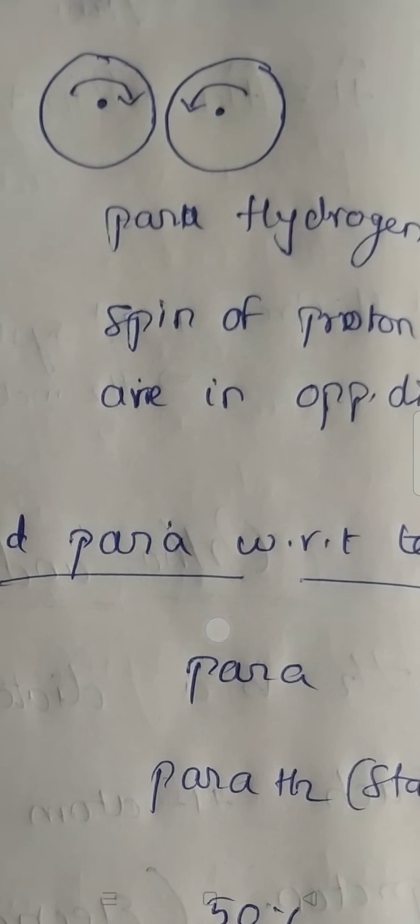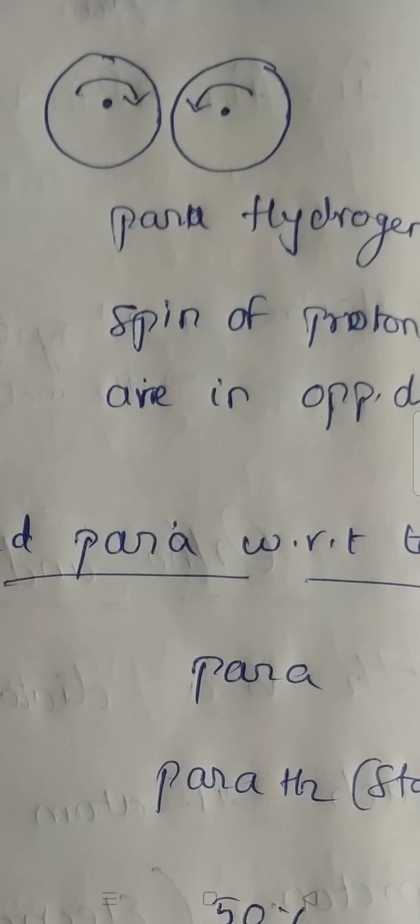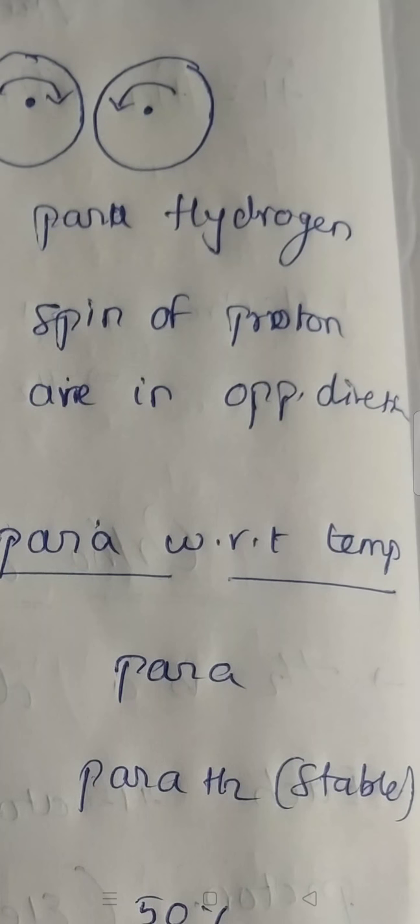When the spins of the protons are oriented in the opposite direction, then we call it parahydrogen. In parahydrogen, the spins of the protons are oriented in opposite directions. Understood? This is the difference between orthohydrogen and parahydrogen. So based on the proton spin, hydrogen is classified into two types: one is parahydrogen, another one is orthohydrogen.